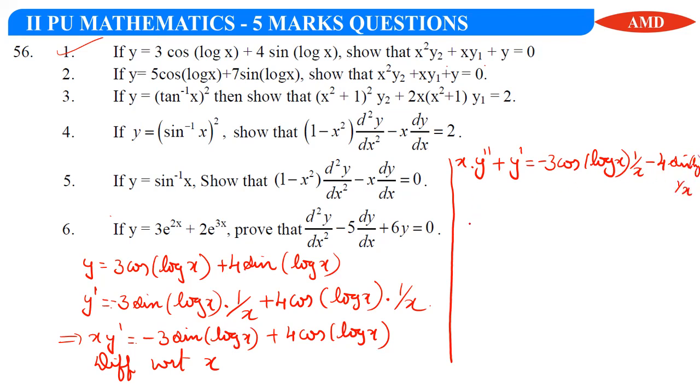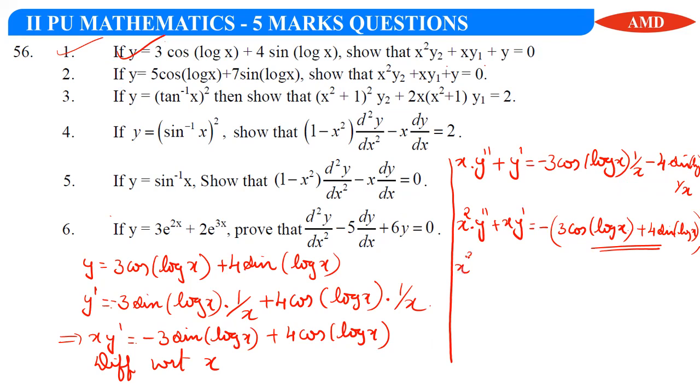Okay. So now, again you have in the denominator x here. So that x I'll shift it to the other side. We get x square into y double dash plus x into y dash is equal to, minus is common in both the terms. So let me take it out. 3 times cos of log x and 1 by x we have shifted to the other side plus 4 times sine of log x, which is nothing but the given expression y itself.